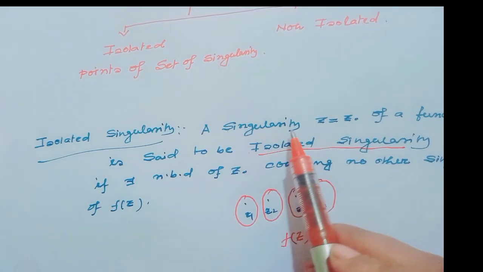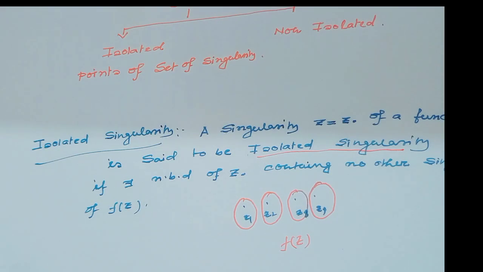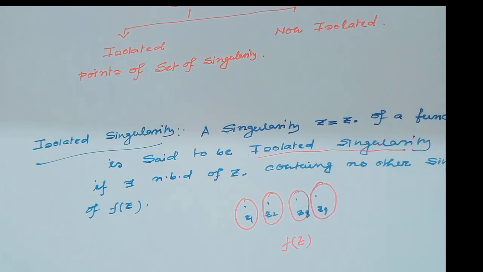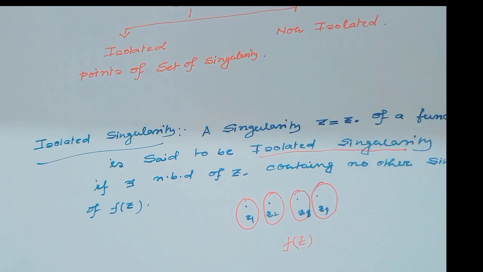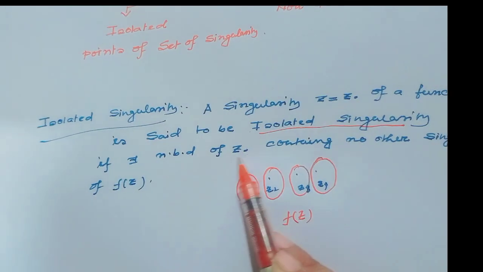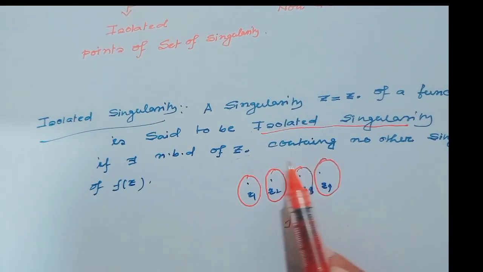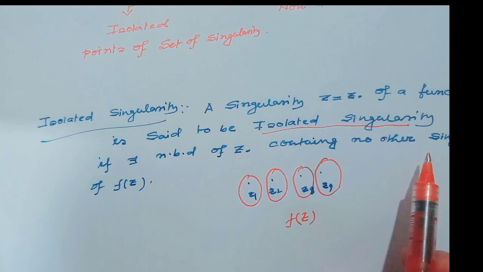So the definition is: a singularity z equal to z naught of a function is said to be an isolated singularity if there exists a neighborhood of z naught in which there are no other singularities.